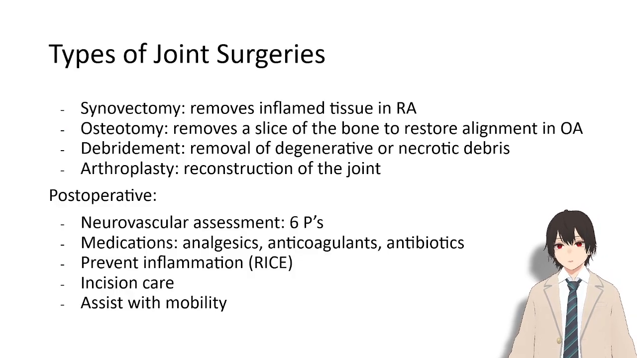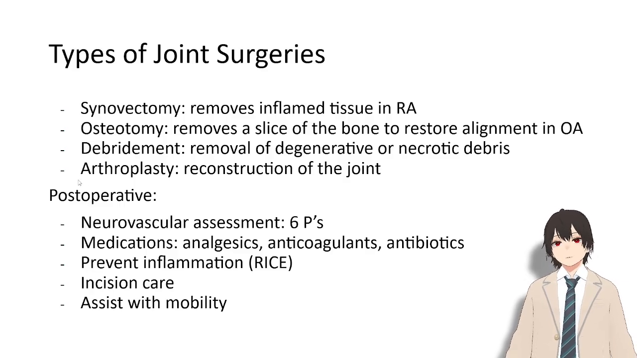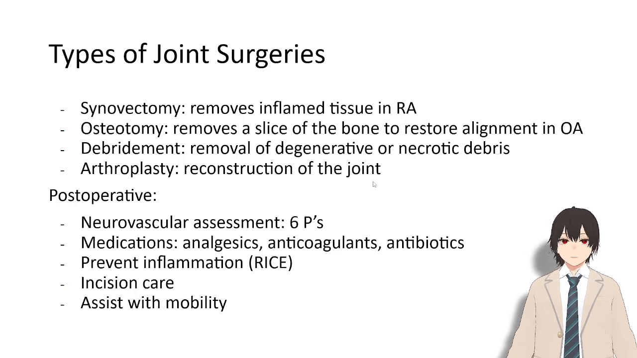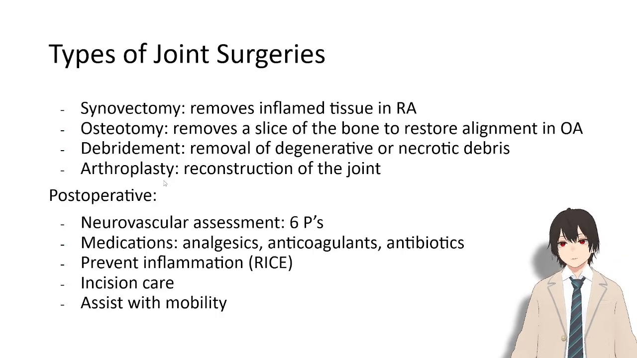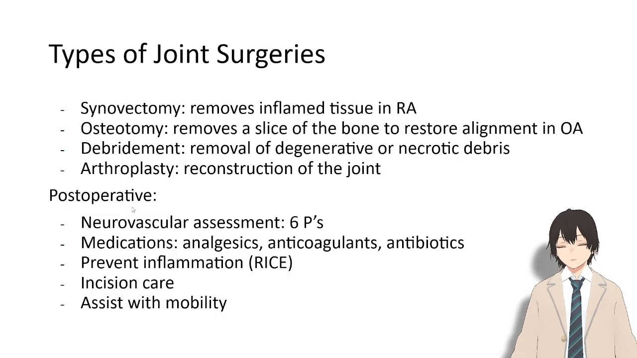Debridement, usually when a patient has a diabetic foot ulcer, like it has dead tissue, you're removing the necrotic debris. Arthroplasty, it's reconstruction of the joint. So like hip arthroplasty is an example that you might see. That's like one of the more popular examples on questions. Post-op, some assessments, like I said, the 6 P's, right? Because you're basically wanting to look out for any compartment syndrome.